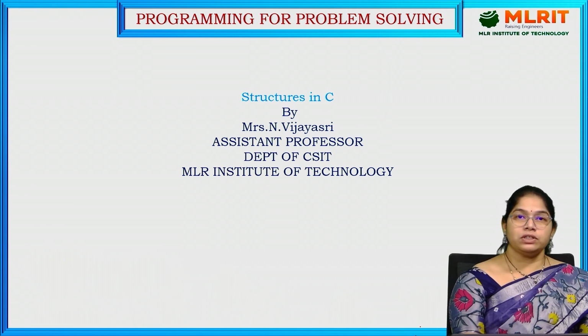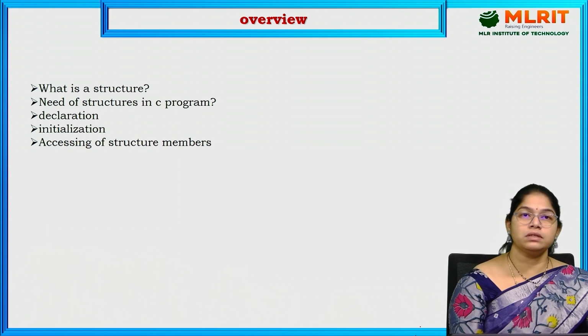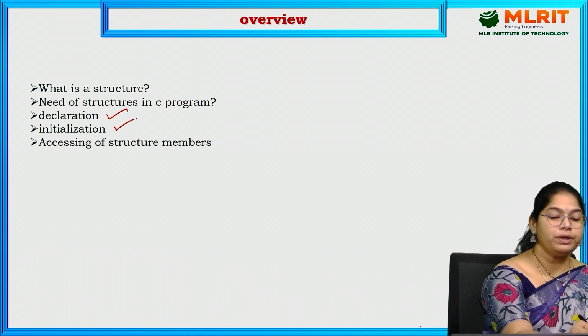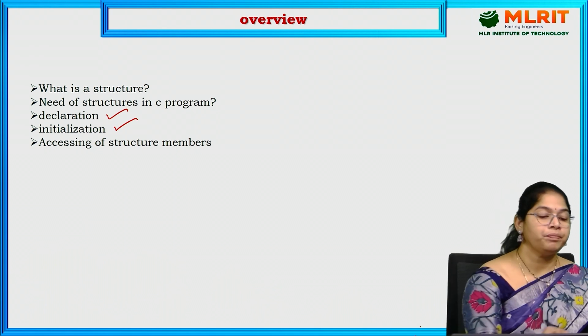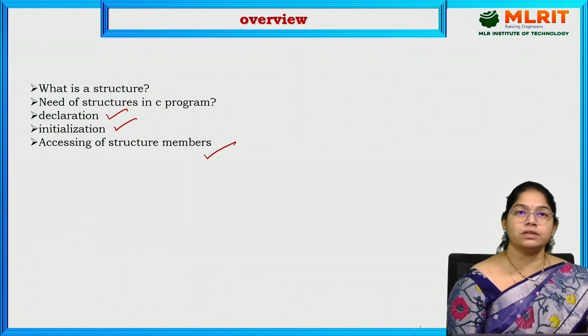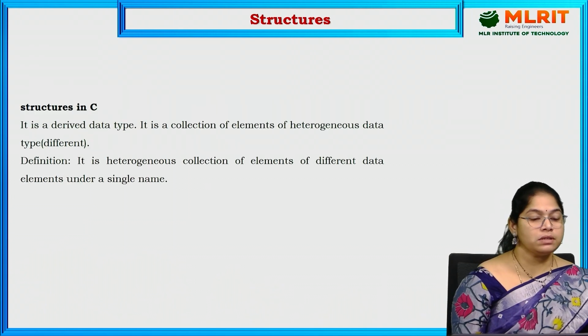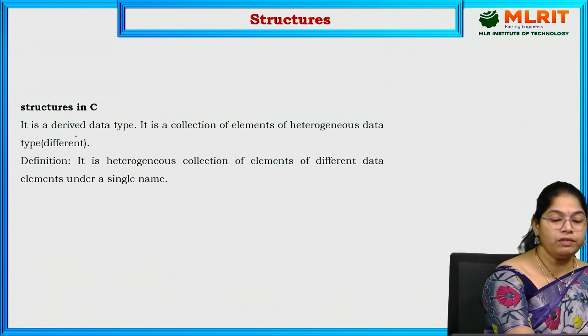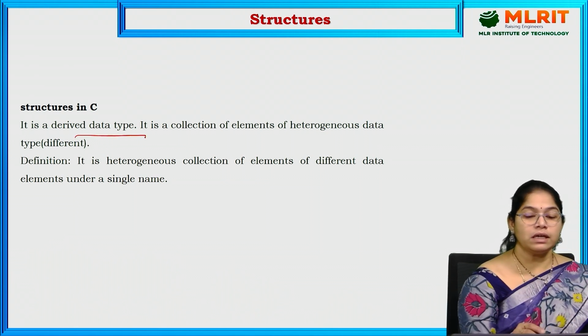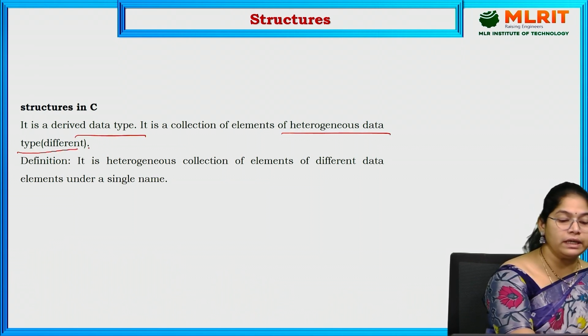In today's session, we are going to discuss structures in C. Overview of the session: what is a structure, why we need a structure, how to declare, how to initialize the value to the structure, and how to access the structure members. What is a structure? A structure is a derived data type. It is a collection of heterogeneous data types.